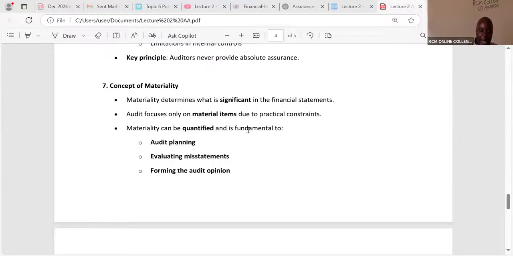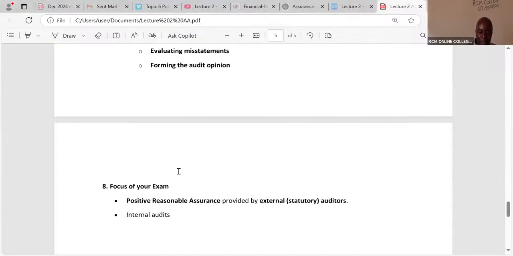Materiality can be quantified and is normally fundamental to audit planning, because during the planning stage we put this materiality. If something is above this, we audit it. If it's below, then that is really minute for us, immaterial. Materiality is also very important whenever you are evaluating misstatements, the errors are the ones we call misstatements, and when you are forming the audit opinion. I will be able to bring this to your attention, because there is a whole chapter which talks about materiality.